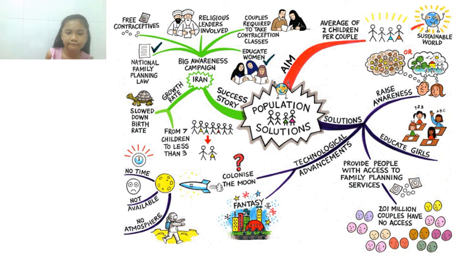Next, we have a lot of things that people have done today to help with these populations. First, women have the best educations around us. Next, a lot of couples are required to take classes. Next, religious leaders are involved. Free contraceptives appear everywhere. National family planning laws come together and slow down the birth rate. And the growth rate has gone from 7 children to less than 3 children.